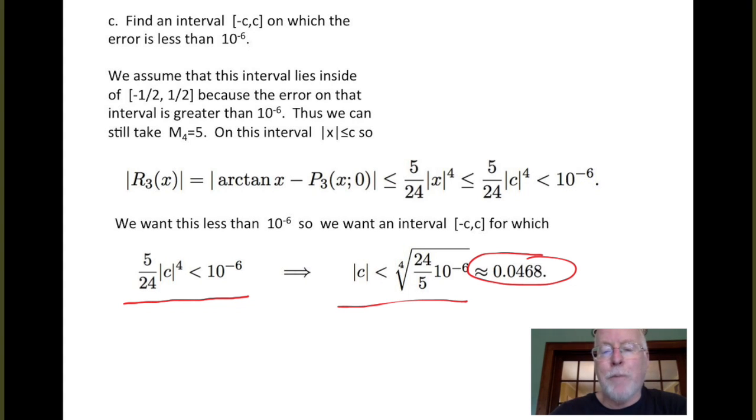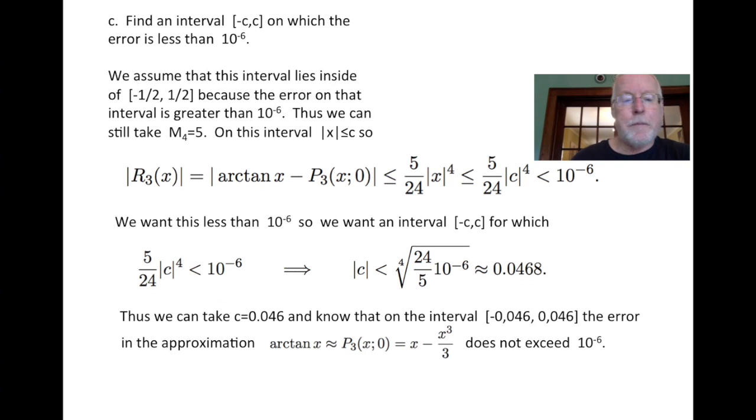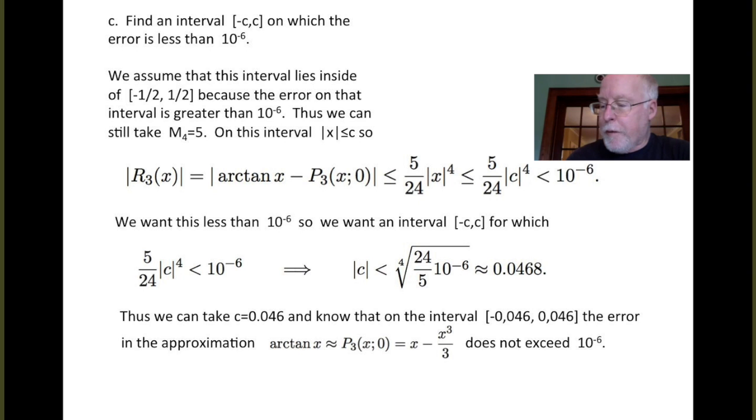only going from about minus 0.0468 to plus 0.0468. So we'll go ahead and take c equal to 0.046. That's a little smaller, so it gets us even more inside. And again, it should be clear that any c less than this number would have worked also. So we can say if we use P3 to approximate the arctangent on this interval, so any x's come from there, then the error in that approximation does not exceed 1/1,000,000th.